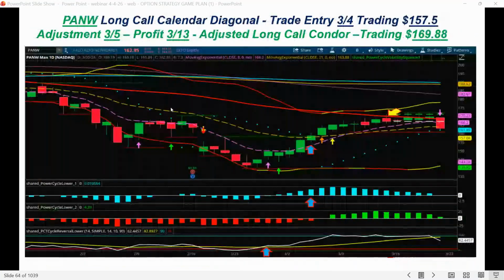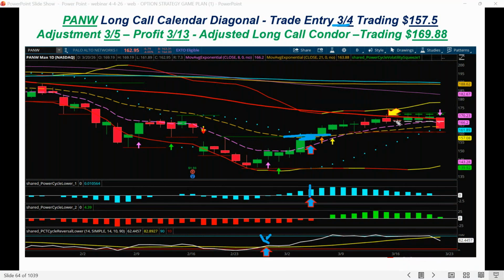So let's go through this trade here. Here was the setup where we originally got in on the alert when I sent it out on the 4th, 157 right here. So it was a cycle reversal. You'll get this indicator, Momentum, cycle 1 and 2. Here's the price trigger breaking right here, the 21 moving average, and we went long. Initially, the call calendar diagonal.